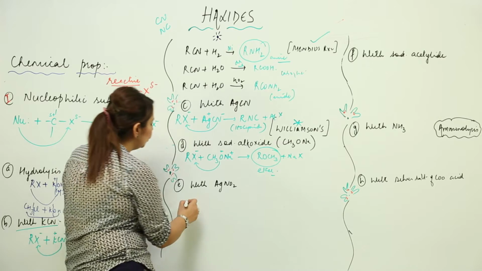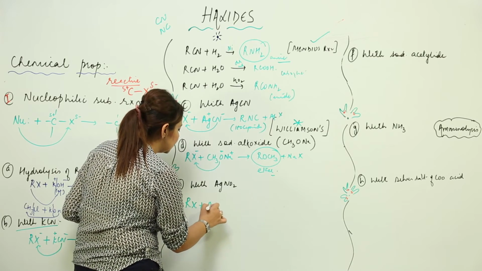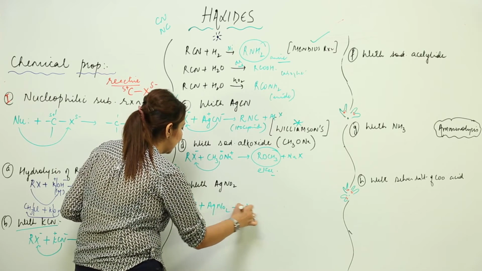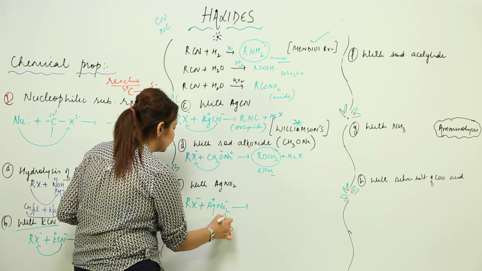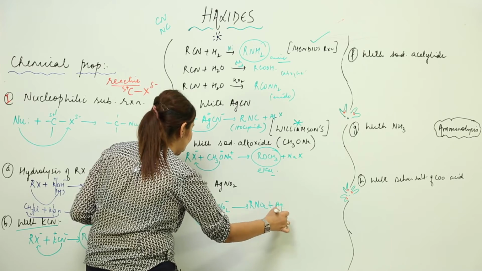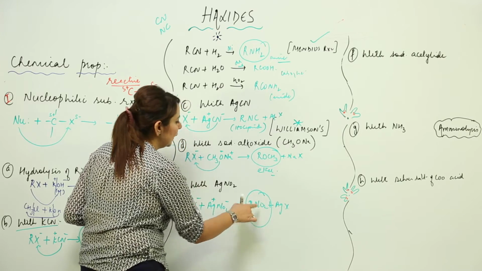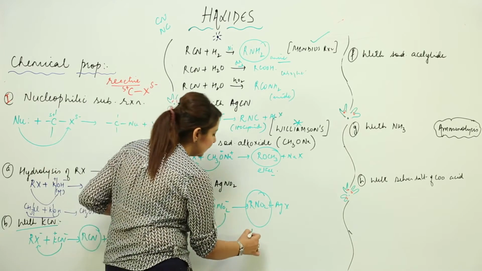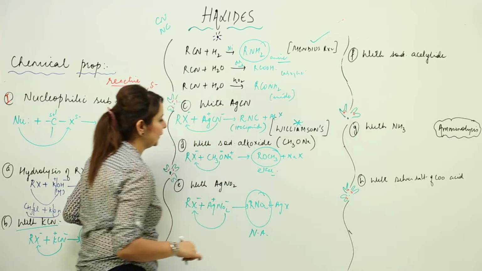Now with AgNO2, RX plus AgNO2, again my nucleophile is NO2, and this is going to replace X. So I have RNO2 plus AgX, that is the nitroalkane. So you can prepare the nitroalkane by this method.